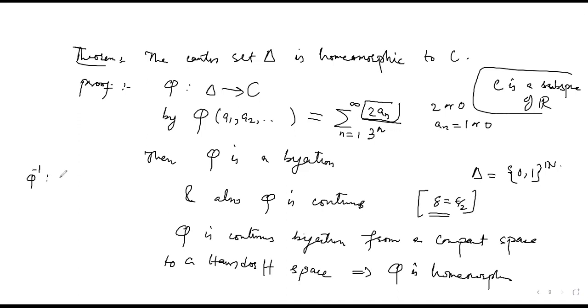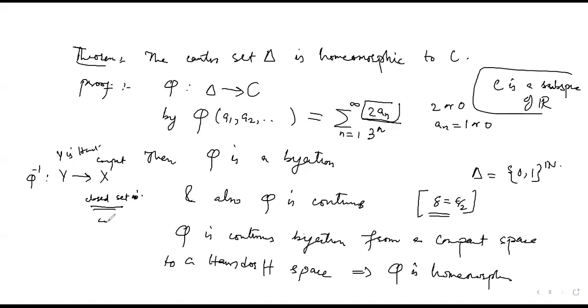If you have phi inverse from Y to X, right? Then X is compact and Y is Hausdorff. So I want to show that it is continuous. Why? If you take a closed set here, if you take a closed set, I hope yes, right. A closed set is compact. A closed set is compact in a compact space.